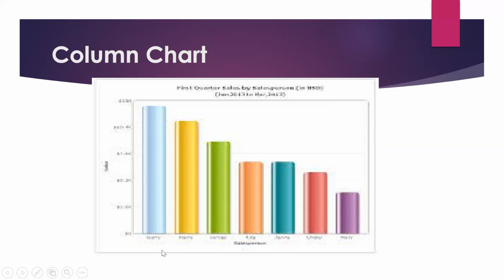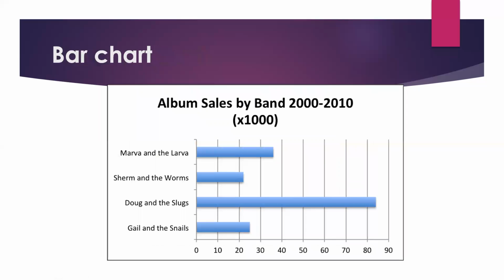This is about the column chart. Next, let us see the bar chart. A bar chart uses horizontal bars. Look here, these are horizontal bars, used to show the comparison between category ranges. Look here, the x-axis has ranges.